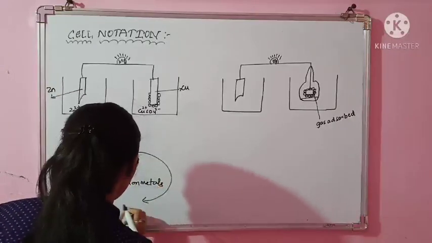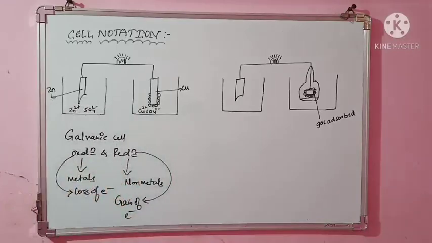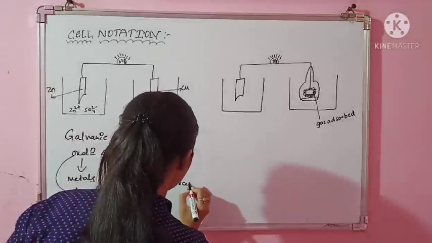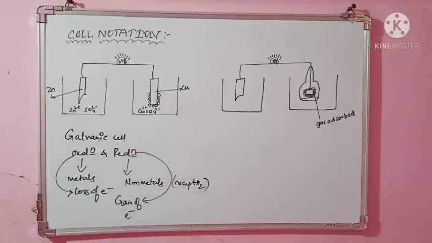Now reduction means what? Gain of electrons. Usually only non-metals will undergo reduction, except hydrogen, so you can write it as except H2, that is hydrogen. I hope this much is clear. So next we will move further.